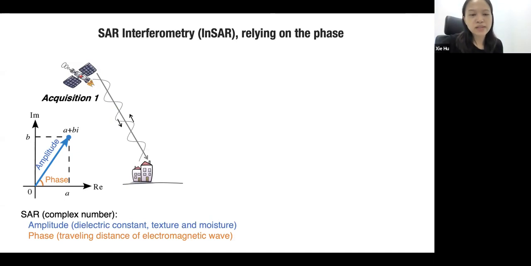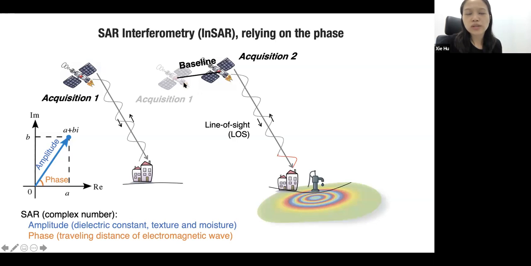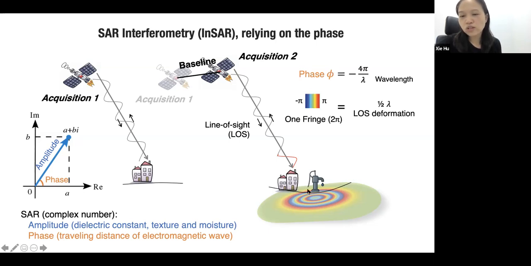The SAR data are in complex format and composed of amplitude and phase. Amplitude suggests the dielectric constants and can be used for mapping floods or inundation for rapid emergency response. And phase indicates the round trip traveling distance between the sensor and the ground surface. When we have repeat SAR imagery, through interferometry, we can measure the ground deformation along the line of sight. We usually use an external digital elevation model to simulate the topography component and remove it from the interferograms. After that, one fringe in the interferogram corresponds to half a wavelength of deformation measured along the line of sight. So this system works like a remotely sensed ruler and can capture deformation at centimeter to millimeter accuracy.